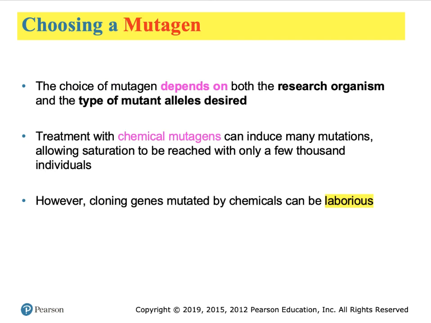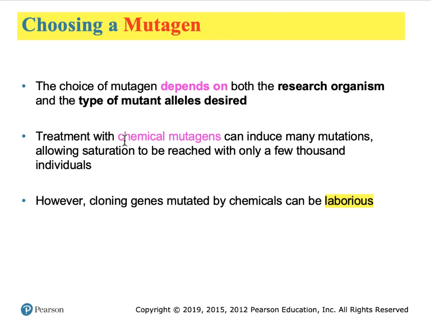Since DNA is the fodder for all mutations, and the definition of a mutation is a change in the DNA, we learnt in the past that DNA can be changed in many different ways. You can have simple nucleotide substitutions, insertions, deletions, inversions, duplications, etc. So the choice of mutagen utilized depends on the research organism that you have chosen and the type of mutant alleles that you desire. Of the various choices of mutagen available, chemical mutagens seem to be the most suitable for introducing mutations at a frequency suitable for investigation.